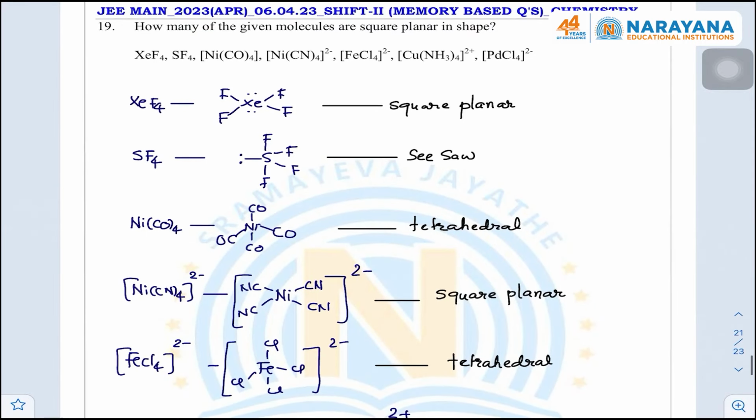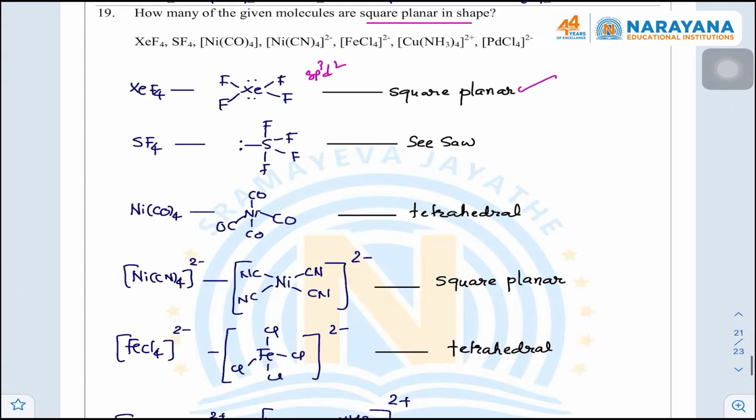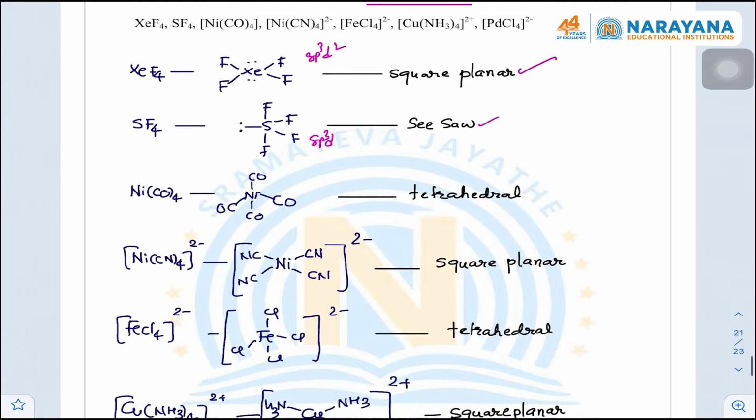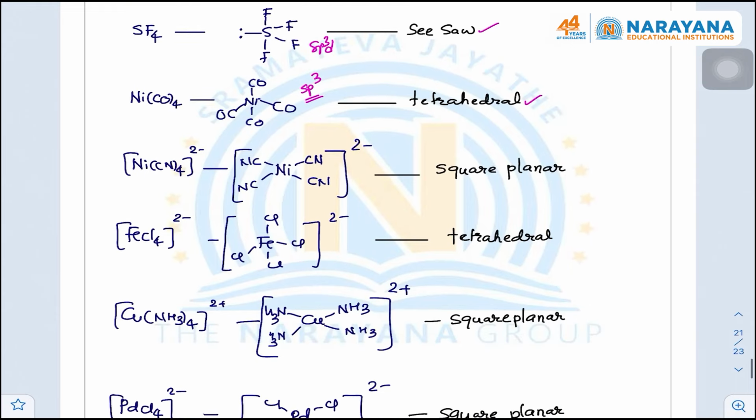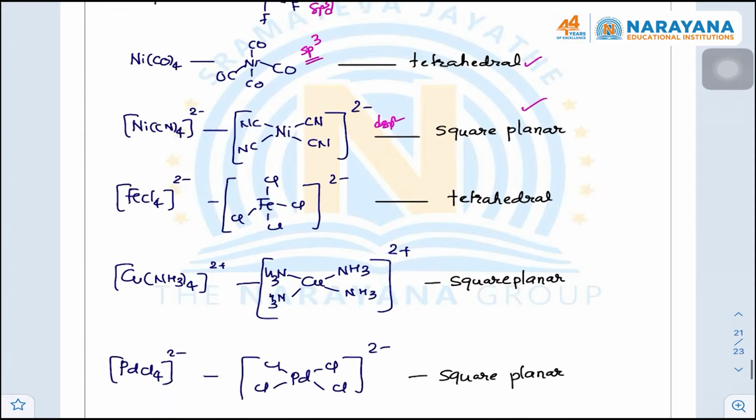Next, this is a repeated question. It is asked how many of the following molecules are square planar in shape. XeF4 is square planar because it is sp3d2 and 2 lone pairs are there. SF4, it is sp3d and 1 lone pair is there, it is seesaw. Ni(CO)4, it is a very common complex, it is sp3 tetrahedral. [Ni(CN)4]2-, very common, it is dsp2 and square planar.